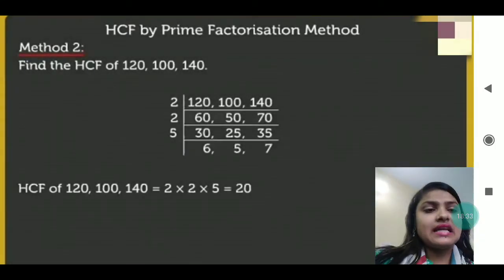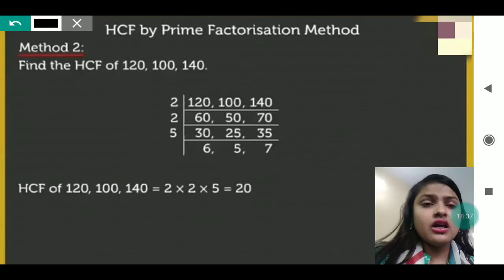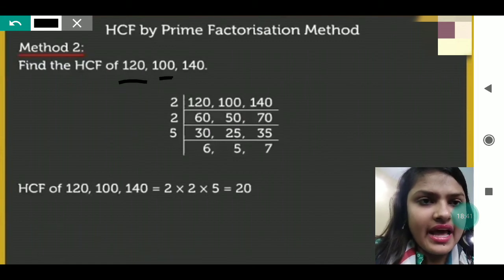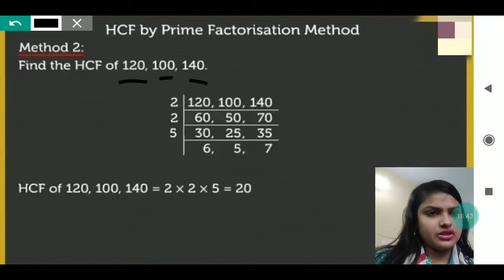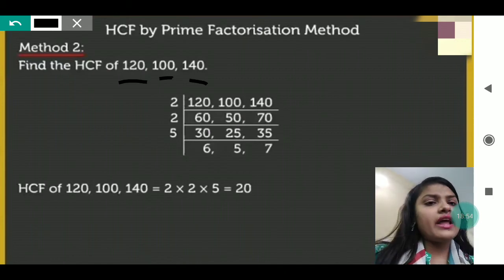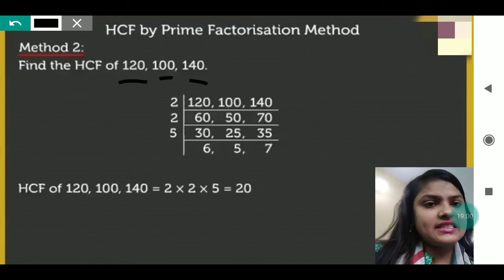Yes, now you can see I have taken 3 numbers and written them together. You can see 120, 100 and 140. I have taken 3 numbers together because all can be divisible by 2. That is why I have written them together. If it would not be divisible, then maybe I would have written separately, or else that number as it is we will write downside. But it is divisible by 2.